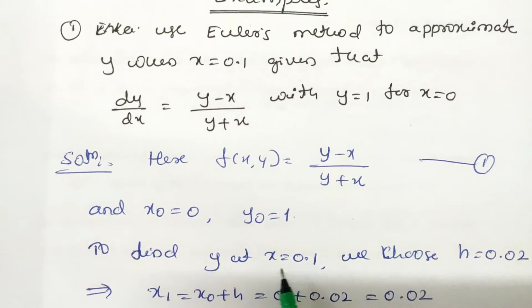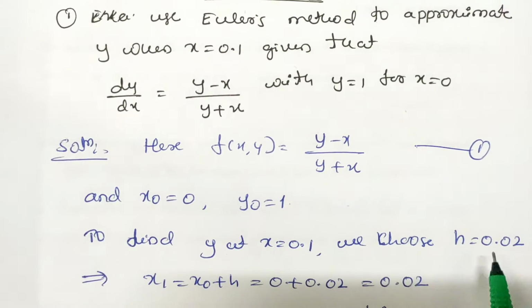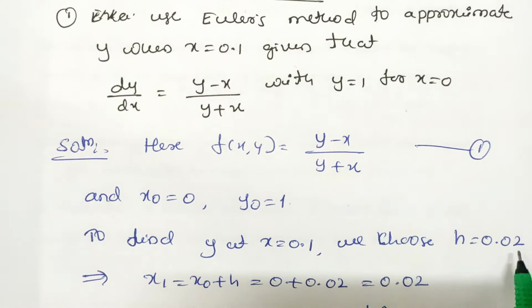Now to find y at x equals 0.1, we have to choose h equals 0.02. This is optional; we have to choose the h value ourselves, so that if the interval is short, then we can get a more accurate value. If you choose h equals 0.02 and we want the value of y at x equals 0.1, you have to go for 5 steps, then we can reach 0.1.